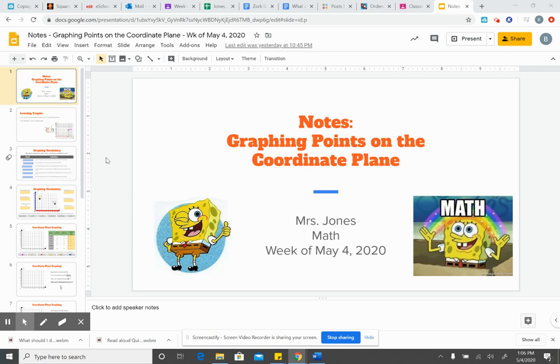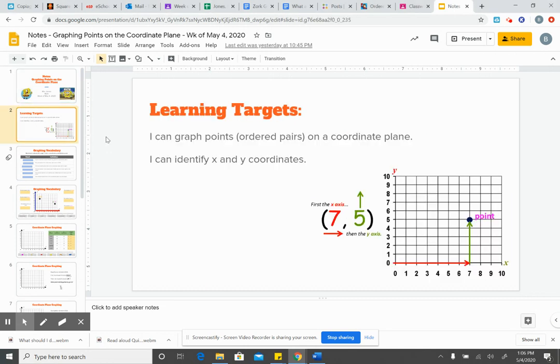Hi everyone! We are going to be learning about graphing points on the coordinate plane this week. So our learning targets will be, I can graph points called ordered pairs on a coordinate plane, and I can identify x and y coordinates.